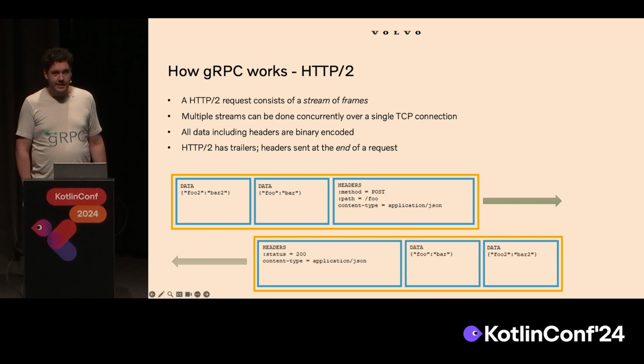If we compare this to HTTP2, there are a few more things happening. An HTTP request is not a single message. It is instead a stream of frames. Headers are sent in one frame, then any number of data frames. And HTTP2 also has trailers, which are headers sent at the end of a request.